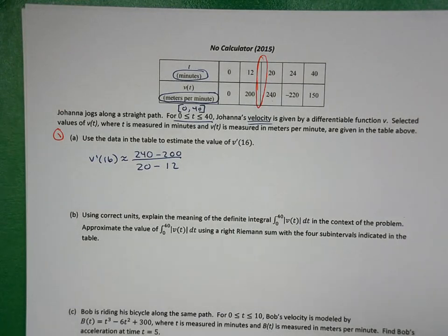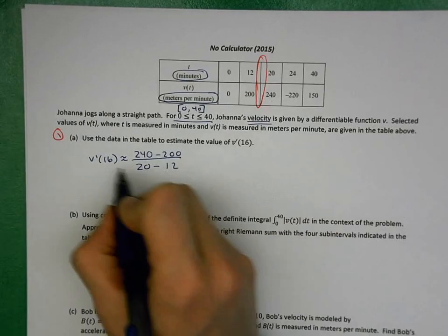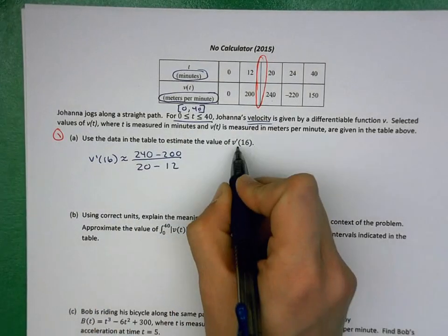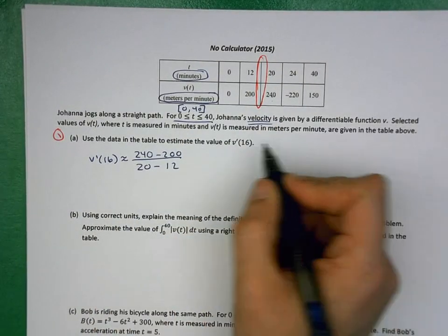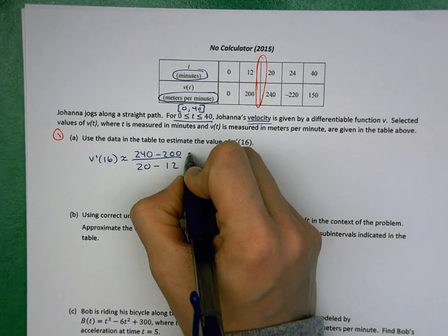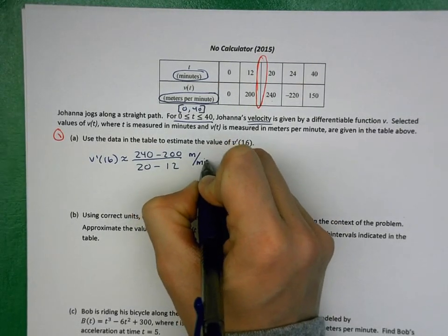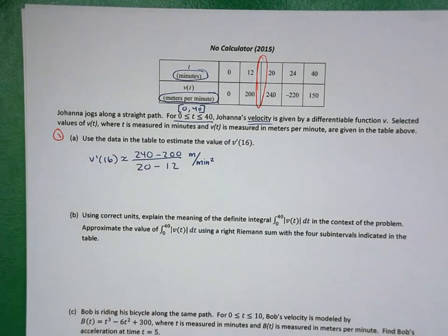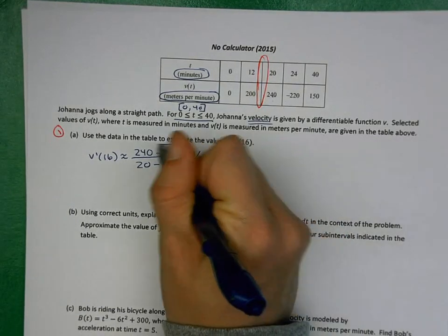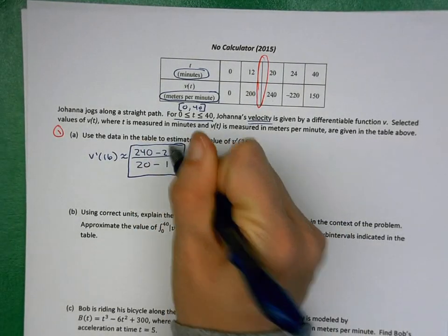They didn't ask us for units, but I always tend to recommend tacking them in. Velocity was meters per minute, so v prime, which is acceleration, the derivative of velocity, would be meters per minute squared. Remember, every time you take a derivative, a time element gets added in. If you take an integral, a time element gets removed. Don't simplify. There's no reason. If you did simplify, it makes 5, but it's a waste of time.